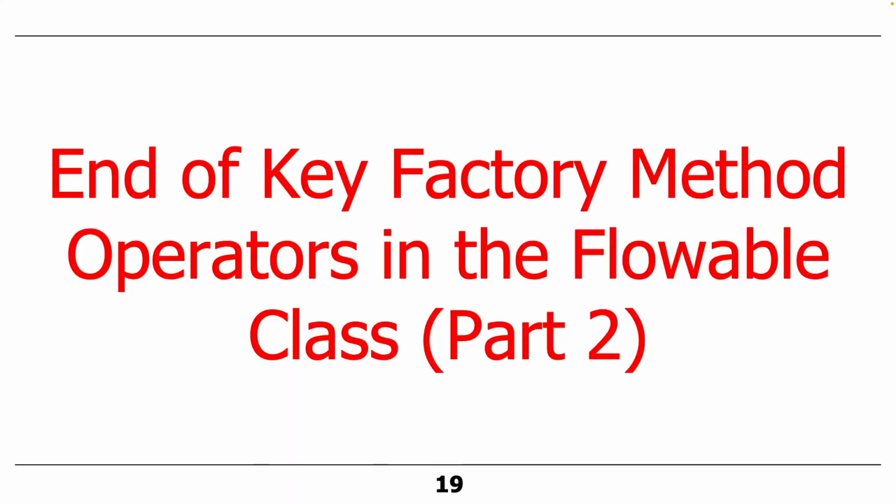So that's the end of the discussion of the second factory method operator in the Flowable class that supports backpressure. And this is the one that's really cool because it lets you have backpressure-aware publishers that coordinate with backpressure-aware subscribers to send basically windows of data before the next tranche is requested.